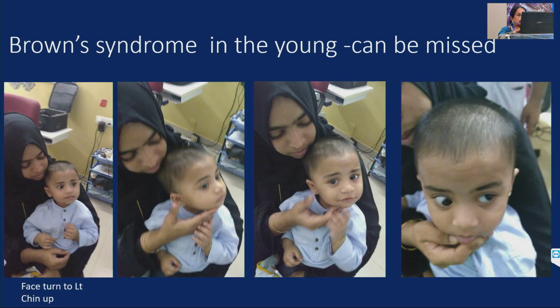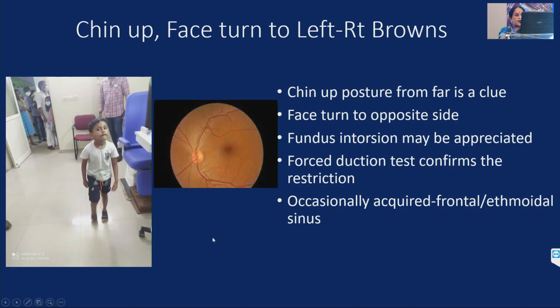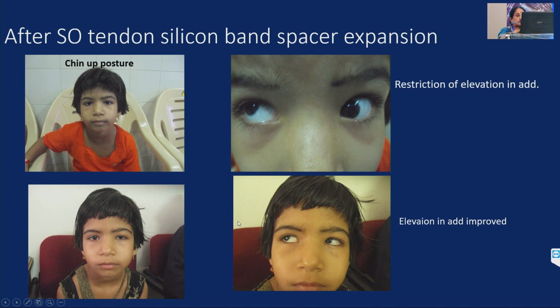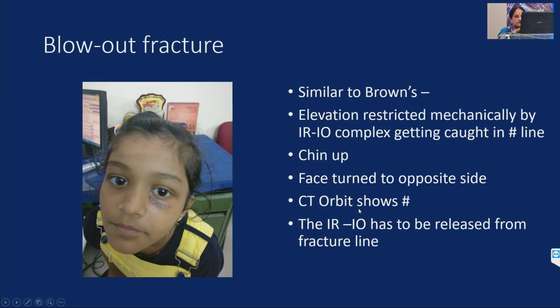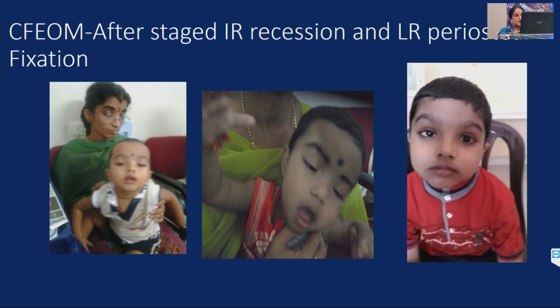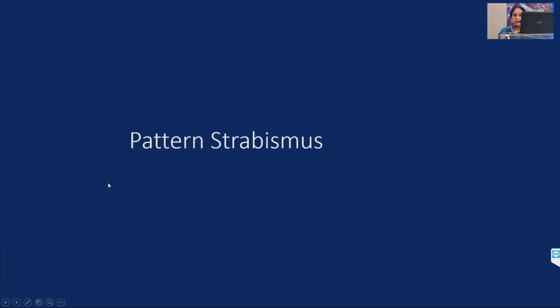Okay. So Brown syndrome is another situation where we can miss in childhood, and from a far distance you can see that there is face turn to the opposite side and fundus intorsion may be there. And this is after surgery, the elevation in adduction is better. Blowout fracture also shows a similar picture. And CFEOM has to be corrected in stages. Marked head posture is there, chin up posture.